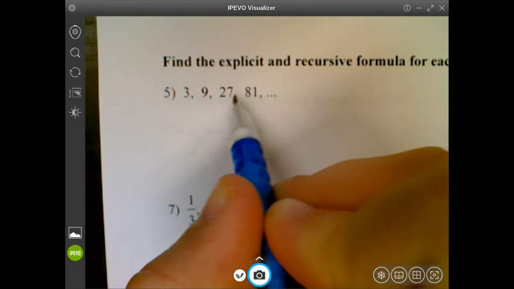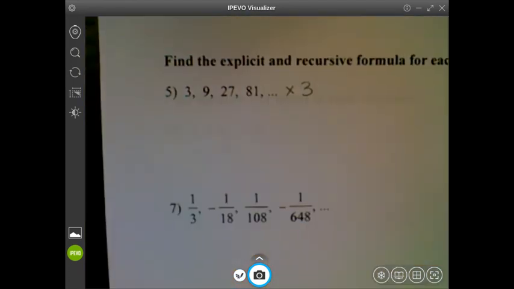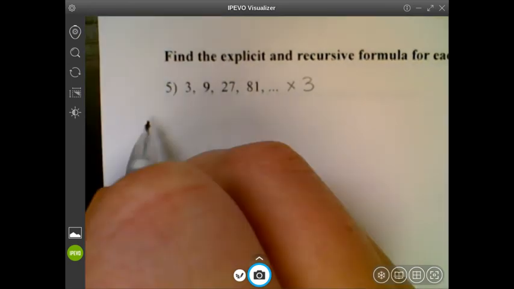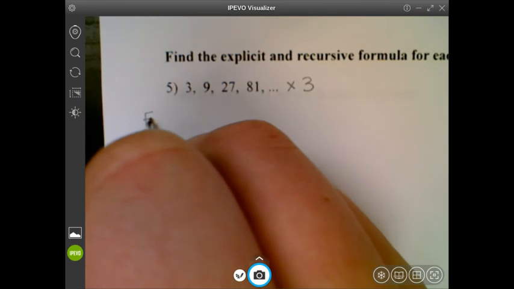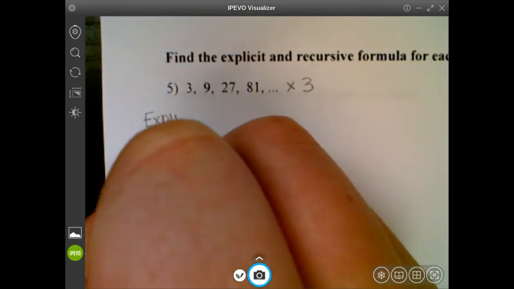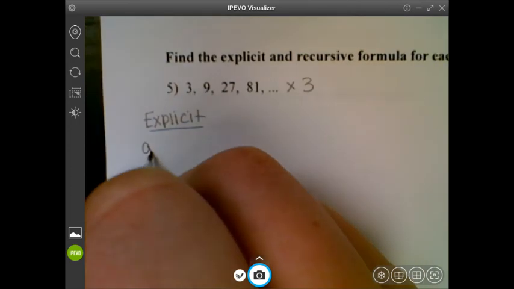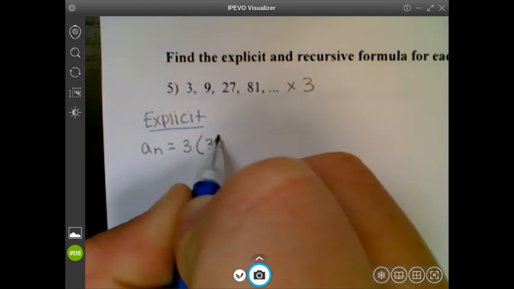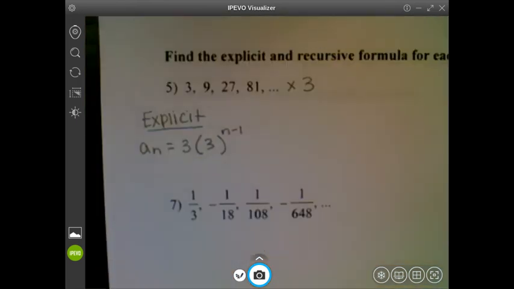First of all, what is happening here? We are multiplying by 3. Remember, for geometric, you always want to write what's being multiplied by. If we're multiplying by 3, then for the explicit formula, this is the one where you can just plug in n and get any term. The nth term is the first term times 3, and that's to the power of n minus 1.